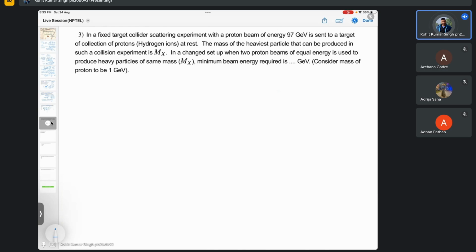In a fixed target collider scattering experiment with a proton beam of energy 97 GeV, we have a proton beam of 97 GeV sent to a collection of protons, hydrogen ions, which is at rest. It's a fixed target experiment, and the mass of the heaviest particle that can be produced in such a collision is mx. So basically p plus p going to x. This proton will hit the hydrogen ions, and it might produce a particle x with mass mx.